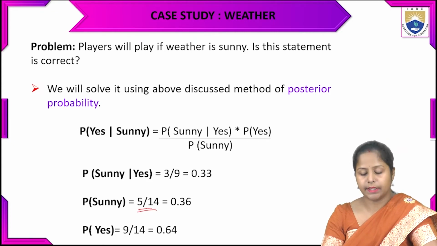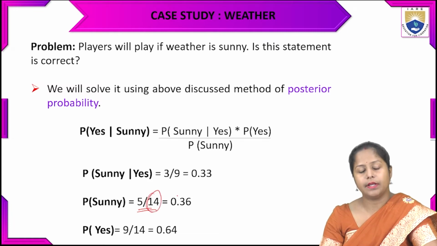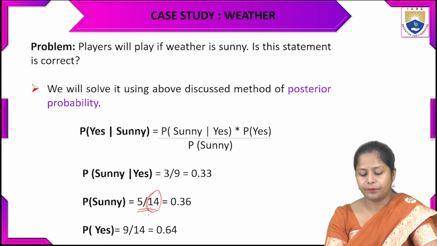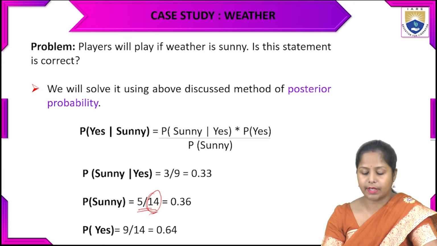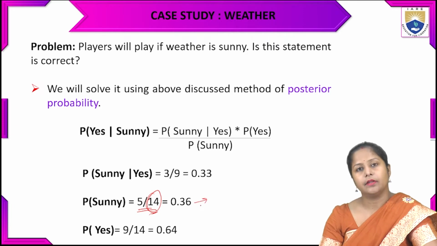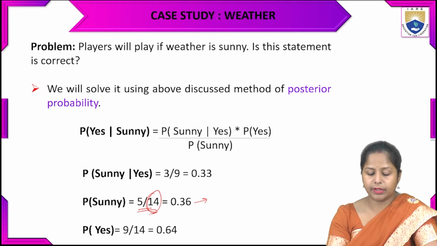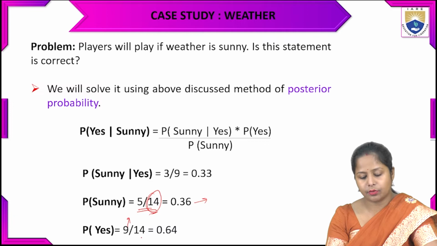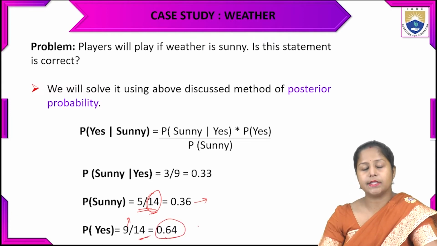14 is nothing but the total of S and no events. Here we take the whole of the events. So that will be 5 divided by 14, which is 0.36. Now we will consider the probability of S. How many times is S occurring? 9 times it is occurring, and total events are S and no, 14. So that will be 0.64.